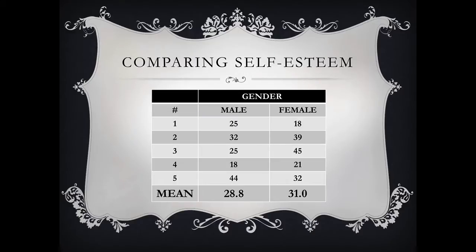Here we have gender as the independent variable. And that variable has 2 levels, or 2 categories, male and female. And you'll see that we have 5 participants in this study for each group, 5 males, 5 females, and we have collected a self-esteem score for each of these individuals. The bottom row depicts the mean score. The male group had a mean score of 28.8. The female had a mean score of 31.0.